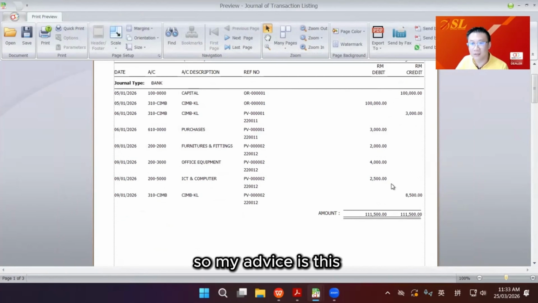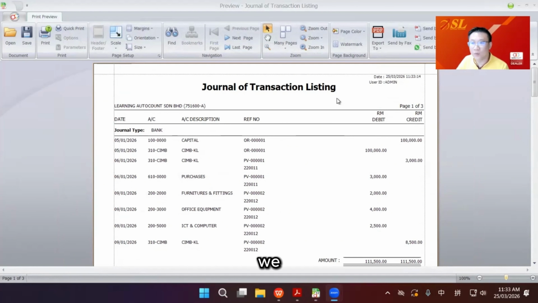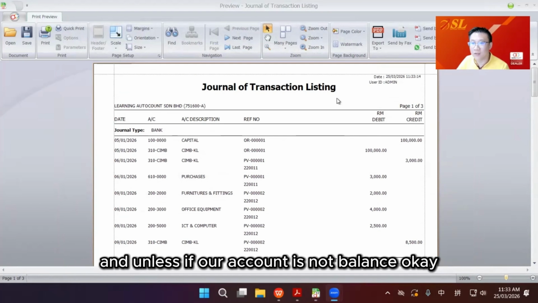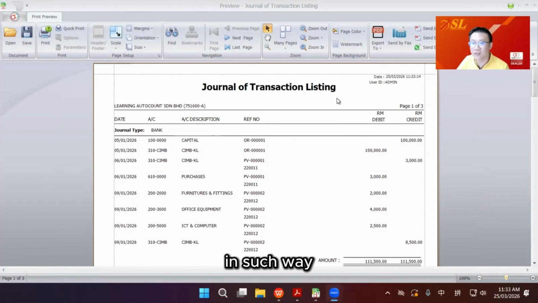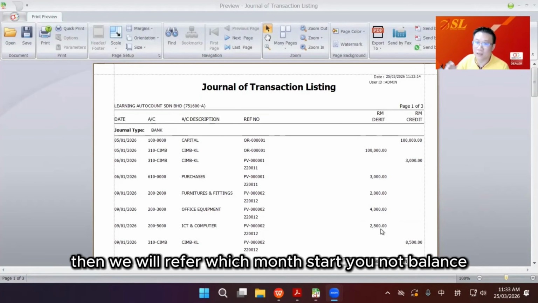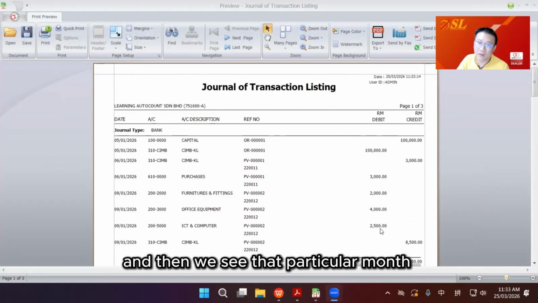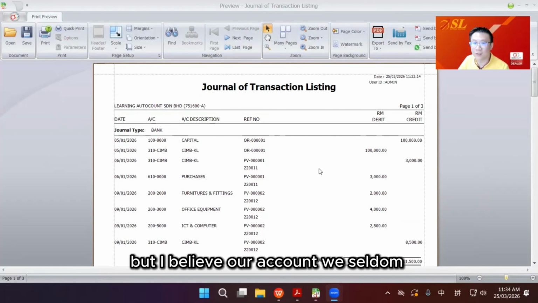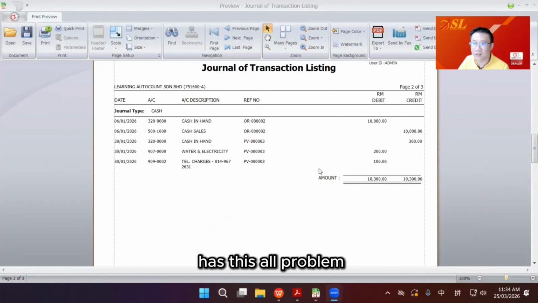So my advice is this ledger report, journal of transaction. We seldom use all these reports unless we find our account is not balanced. In such a case, we will refer to which month starts to not balance, and then we see what transaction in that particular month is wrong. But I believe in AutoCount we seldom have this problem.